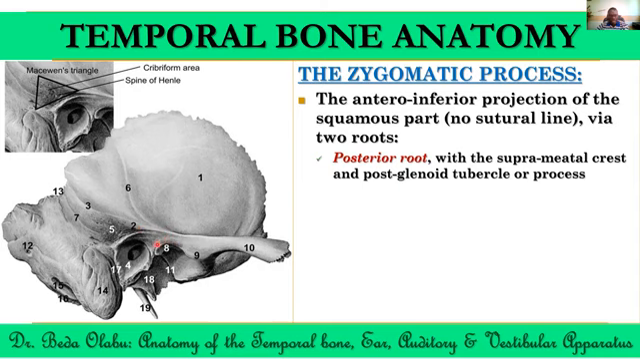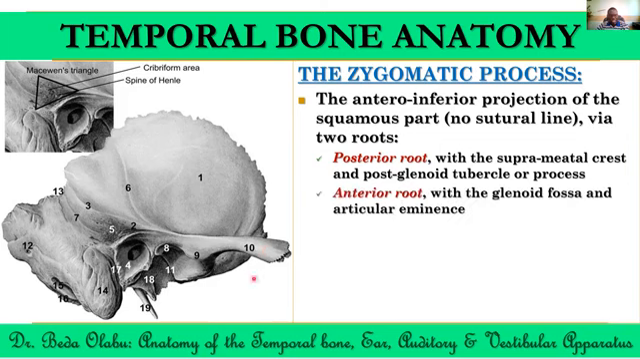But if you follow this one, we see that tubercle behind the glenoid fossa. We call it the postglenoid tubercle. So the postglenoid tubercle and the suprameatal crest constitute the posterior route of the zygomatic process labeled 10. We have an anterior route which lies around the region labeled 9. We call this one the articular eminence. And the region labeled 8 itself, the fossa, also constitutes part of the anterior route of the zygomatic process.